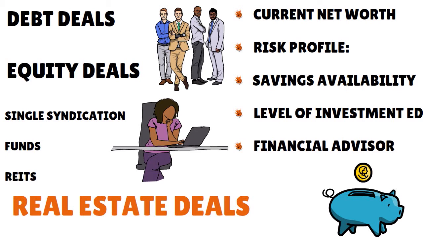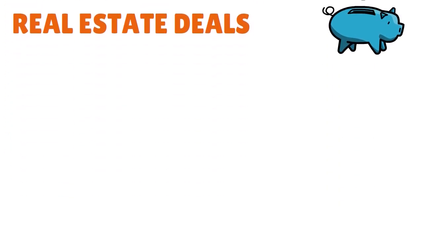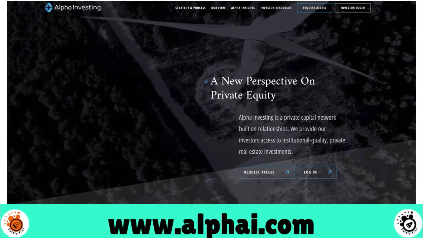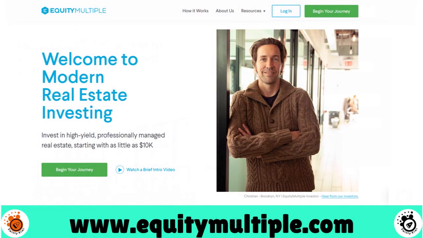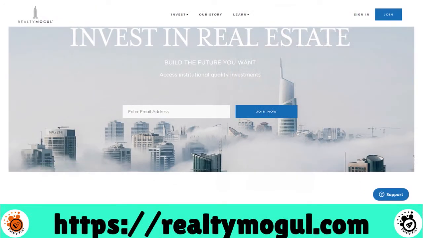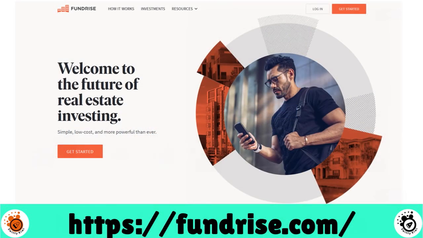Here are some examples of platforms and different types of deals. We have Alpha Investing. Here you have single deals, debt funds. They also have their own fund. CrowdStreet, you have real estate funds. They have their own fund also. You have EquityMultiple, single syndication deals. For RealtyMogul, you have syndications and REITs. And Fundrise, you have REITs and eREITs.